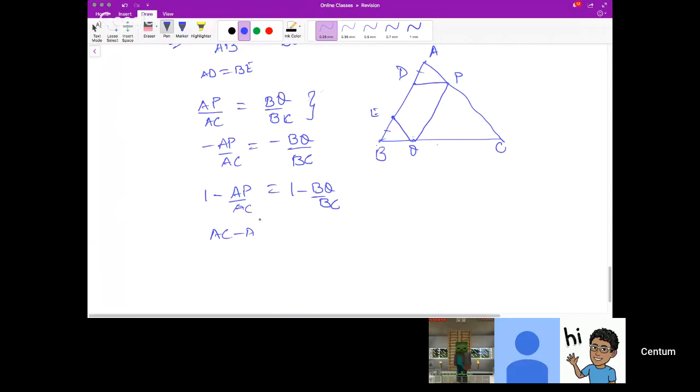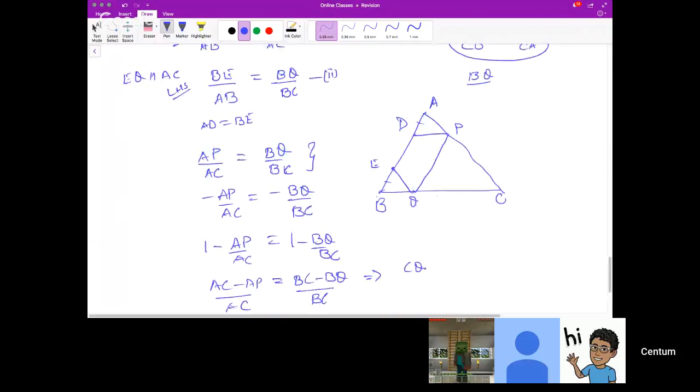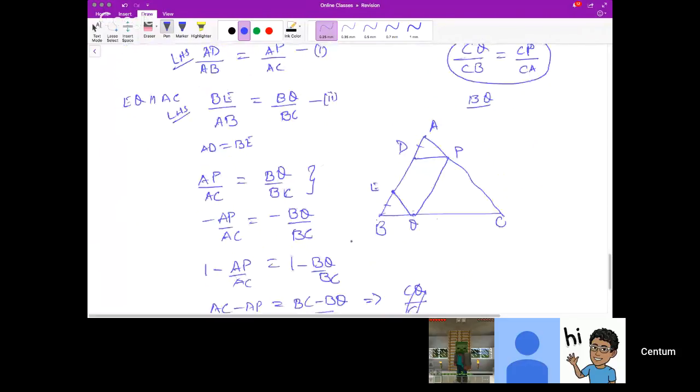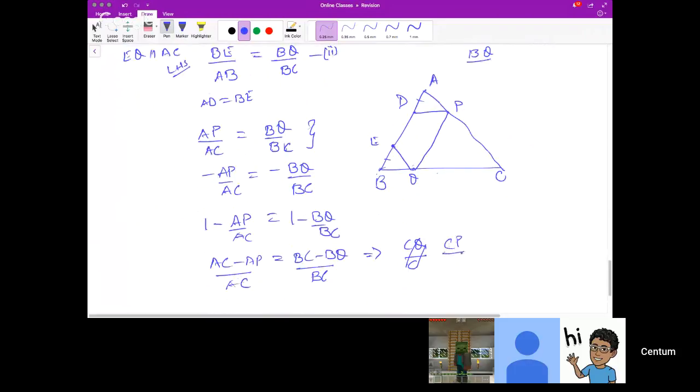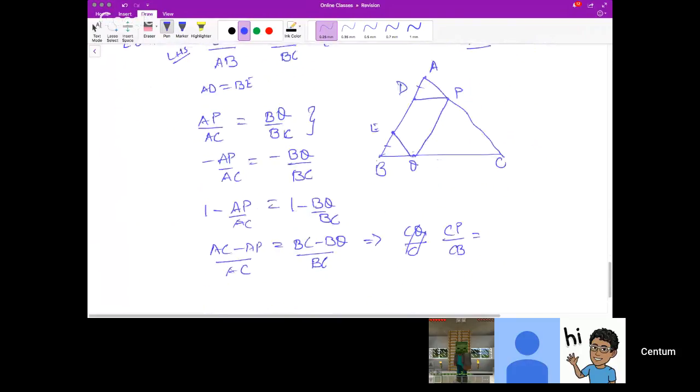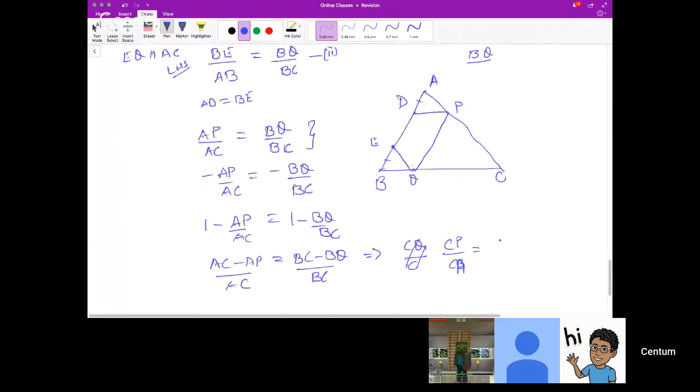So (AC minus AP) upon AC is equal to (BC minus BQ) upon BC. This is what we intended to find out, isn't it? And this is CQ upon CB. Sorry, this will be nothing but AC minus AP is CP. So CP upon CA is equal to CQ upon CB.